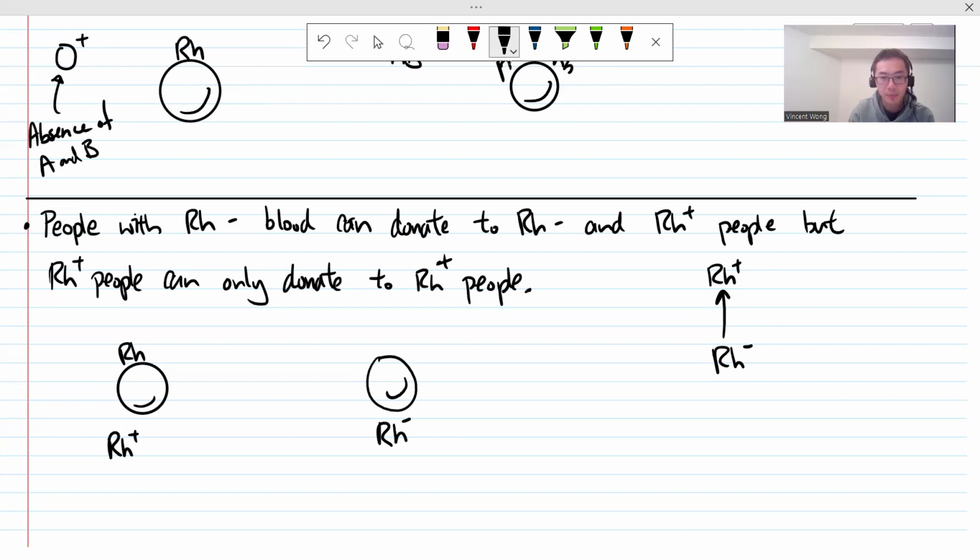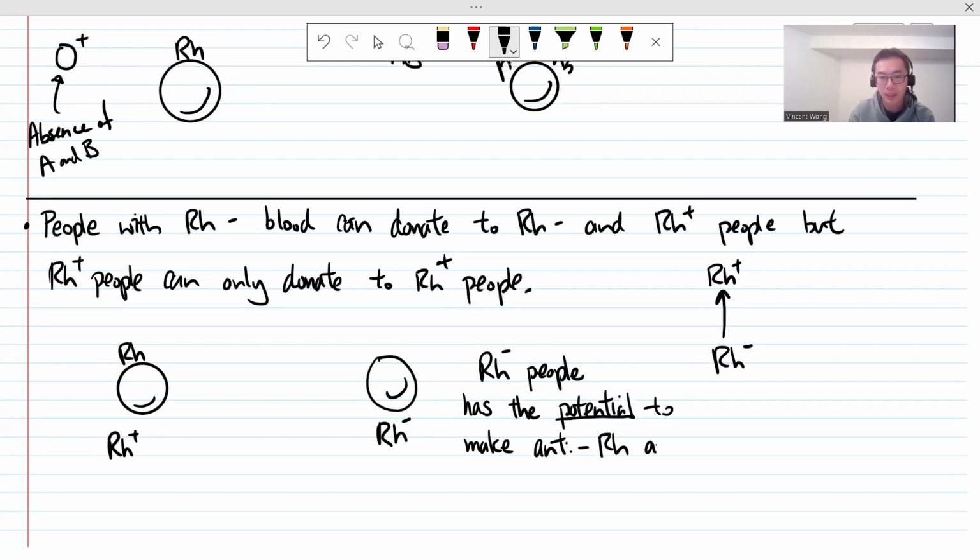So I'm going to make a note here. RH negative people have the potential to make anti-RH antibodies. Okay, this is a key word, which I'll explain. Of course, if there are anti-RH antibodies, they're going to cross-react with the RH positive blood and cause agglutination and hemolysis.